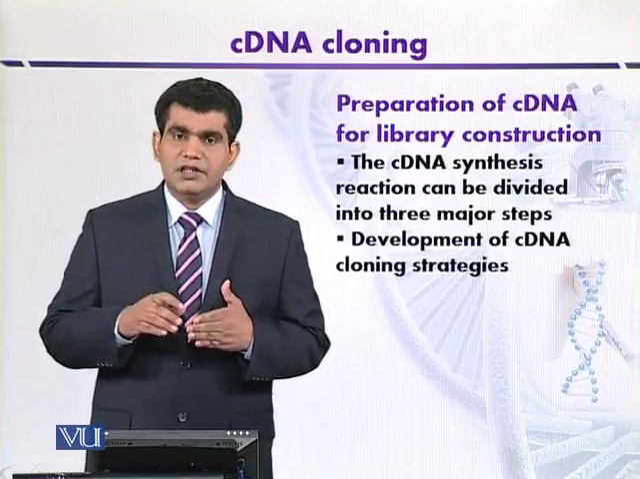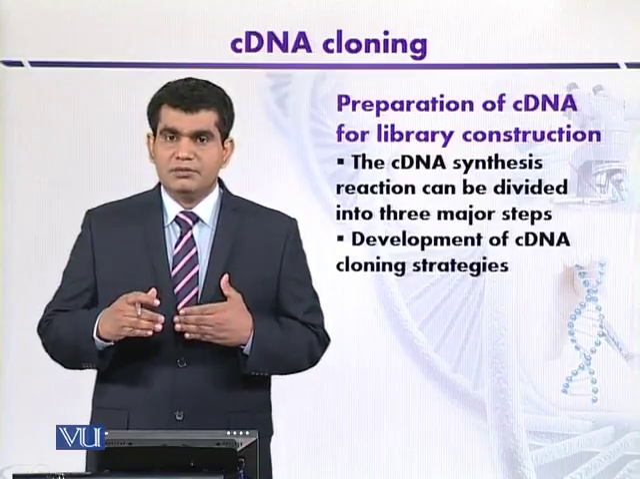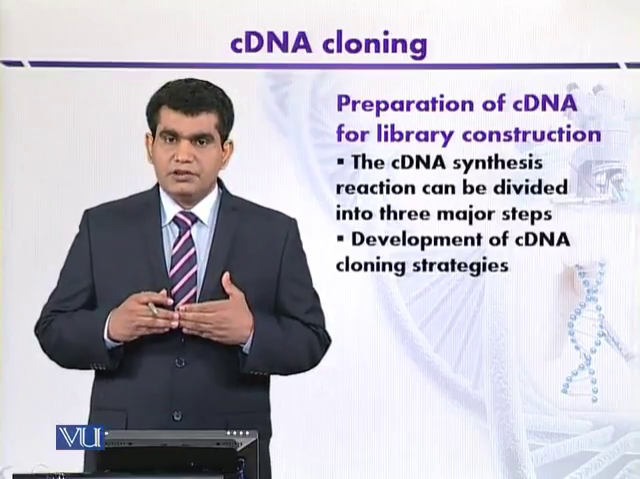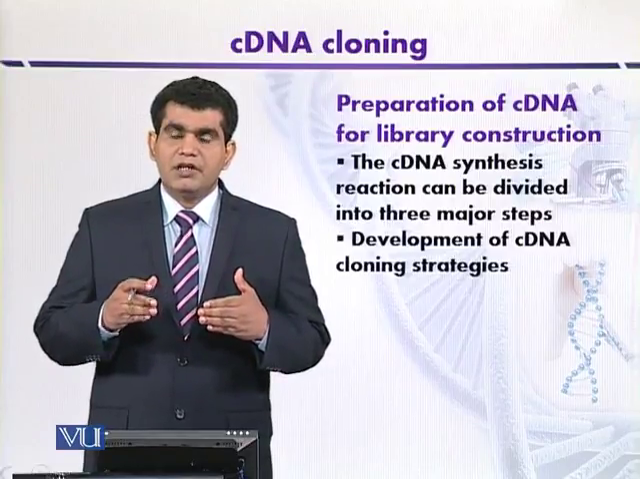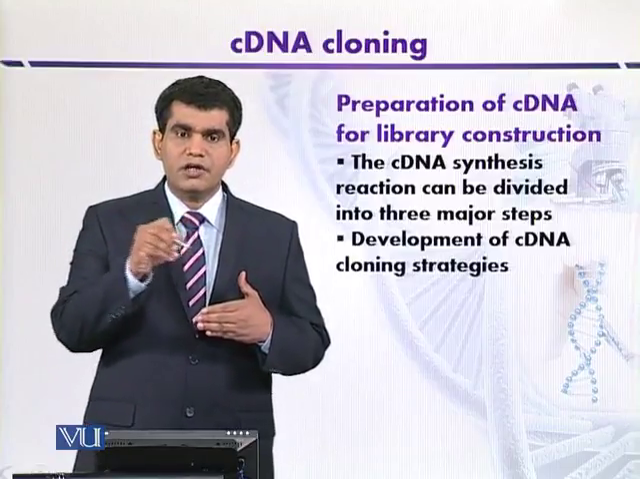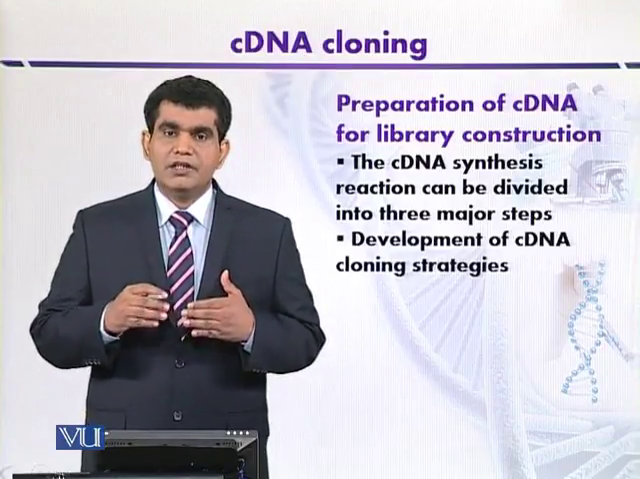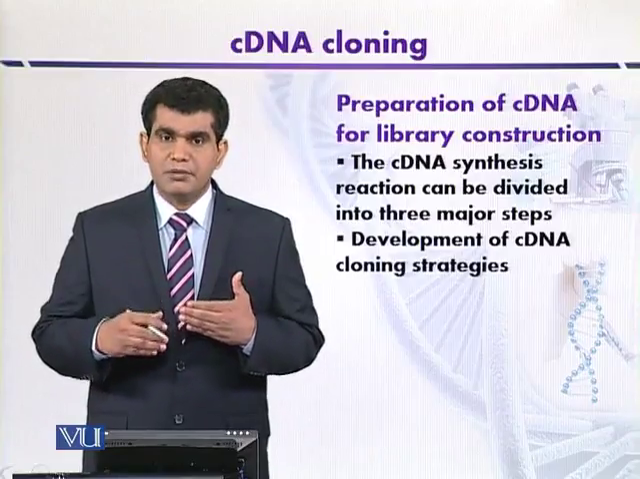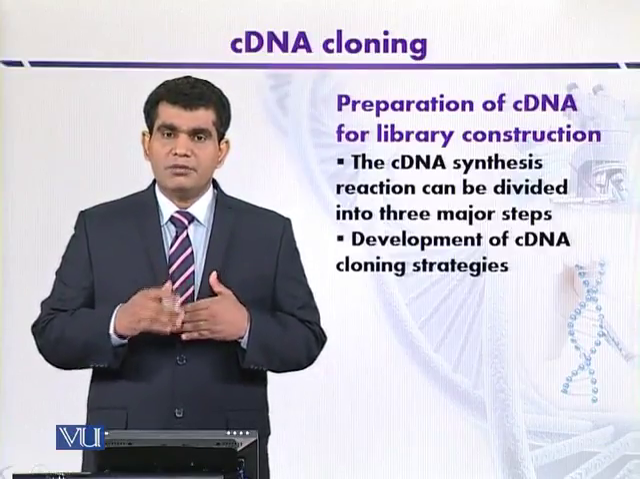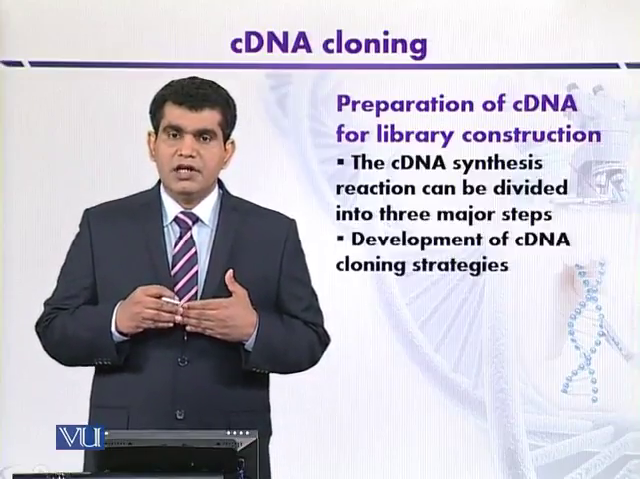When the first strand is synthesized, the messenger RNA template is degraded by alkaline treatment. Then the second strand which is synthesized has a particular feature: at the 5' end, it can fold on itself. So a hairpin loop structure is formed at the 5' end, and this hairpin loop structure can be used as a primer to direct the synthesis of the second strand. And then the 5' loop can be degraded with certain nucleases like S1 nuclease.